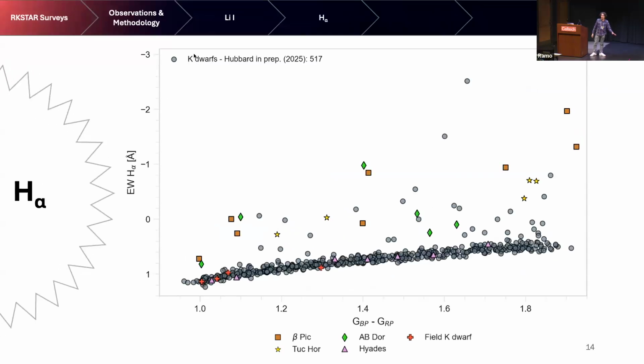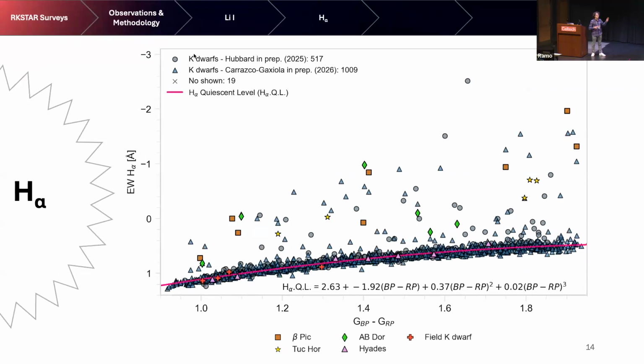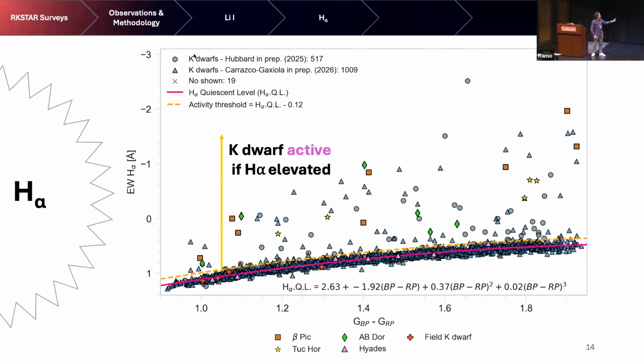Then for H alpha, I took the first study for the equatorial sample, and we had around 500 H alpha measurements. You see here the distribution at the bottom of the plot. Then I added 1,000 more stars, and I fitted a line, and this line will be my H alpha quiescent level. So we investigate the region above the quiescent level, at the top of the plot, where all the benchmark stars, all the actives, are. Any star with an elevated H alpha value is what we call an H alpha active star.